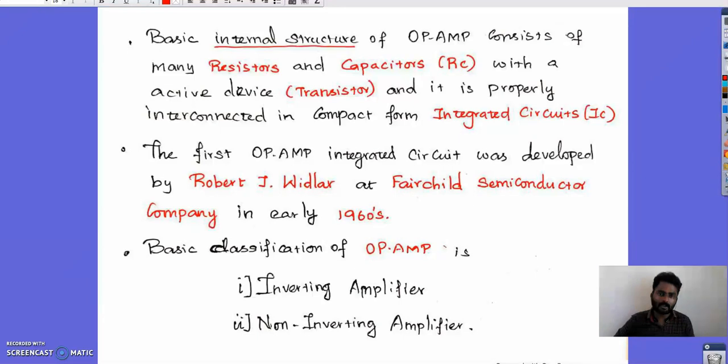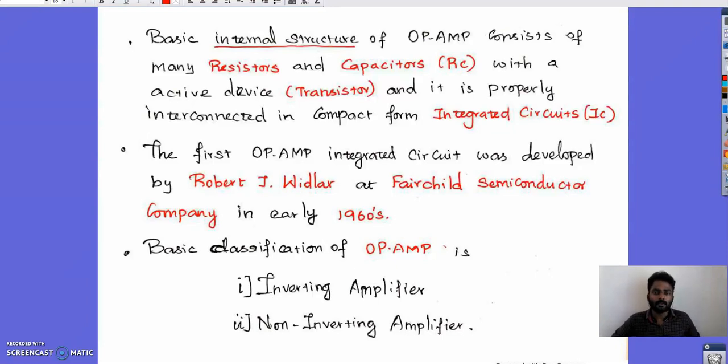This first op-amp integrated circuit was developed by Robert J. Wilder at Fairchild Semiconductor Company in the early 1960s. In the 1960s itself, the integrated circuit operational amplifier was invented. The basic classification of operational amplifier, based upon the type of input signal given to the amplifier, is inverting amplifier and non-inverting amplifier.